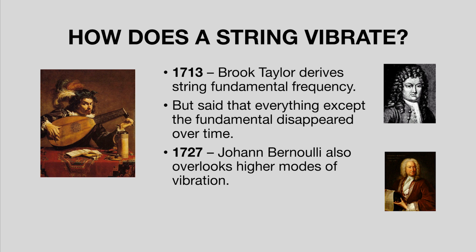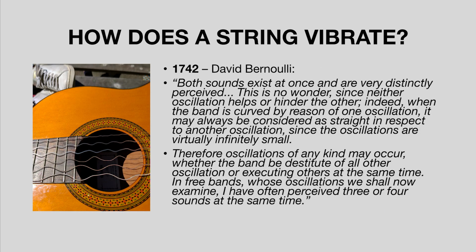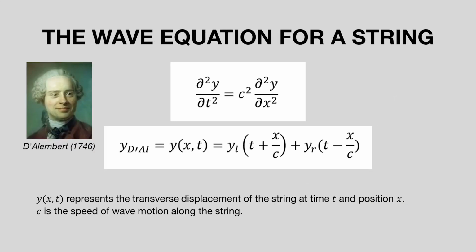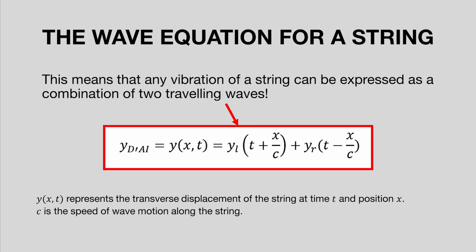More work was done in 1727 by Bernoulli. However, he also neglects these overtones. In 1742, Bernoulli's son, whom I'm assuming was a guitar or lute player, states that he can observe multiple modes occurring when he plucks a string. He's basically discovered superposition. 4 years later, D'Alembert writes an equation for this discovery, which states that the vibration of a string can be expressed as a combination of a left travelling wave and a right travelling wave.